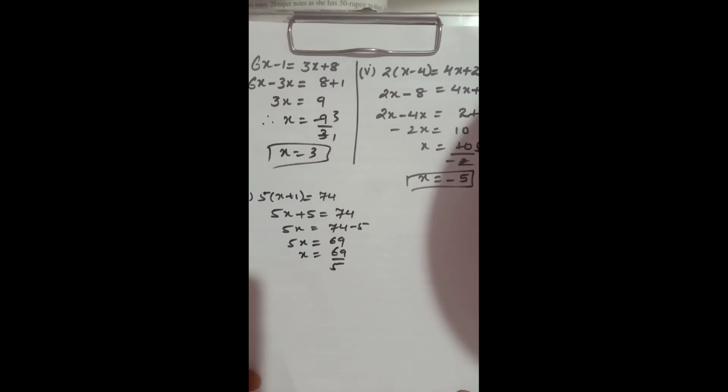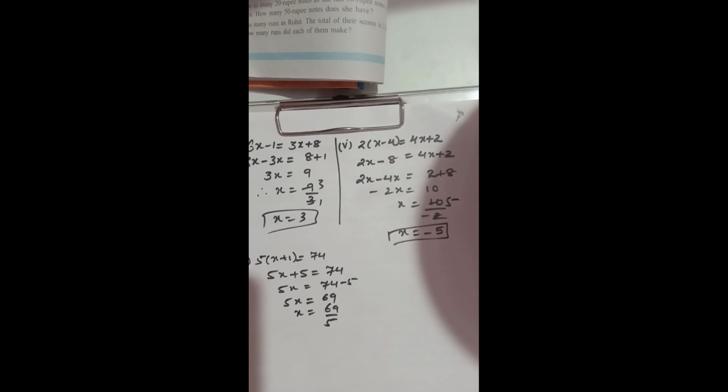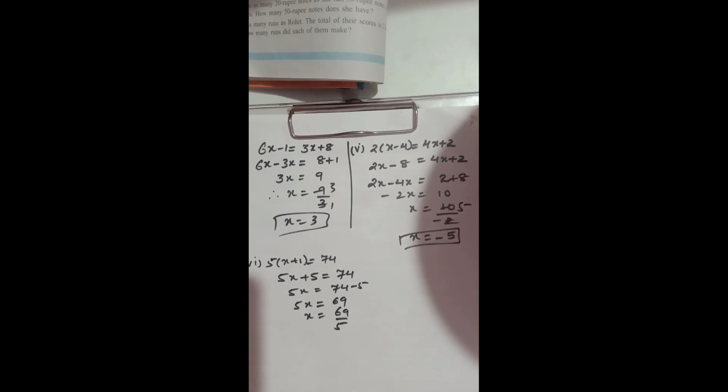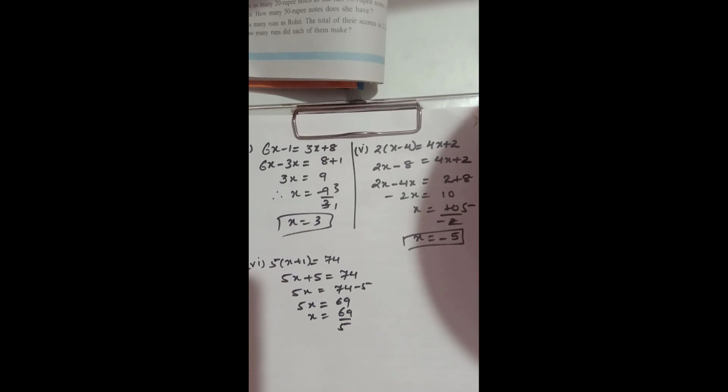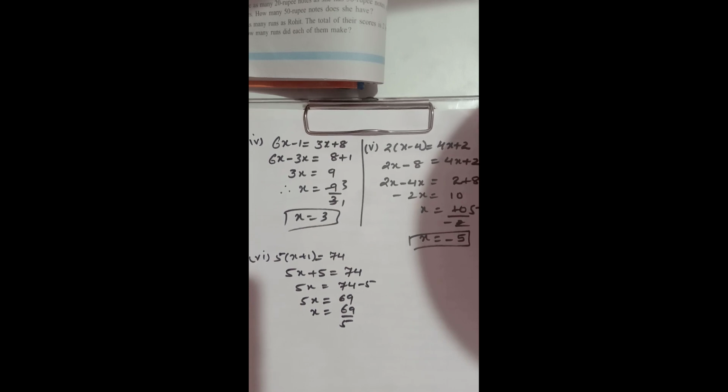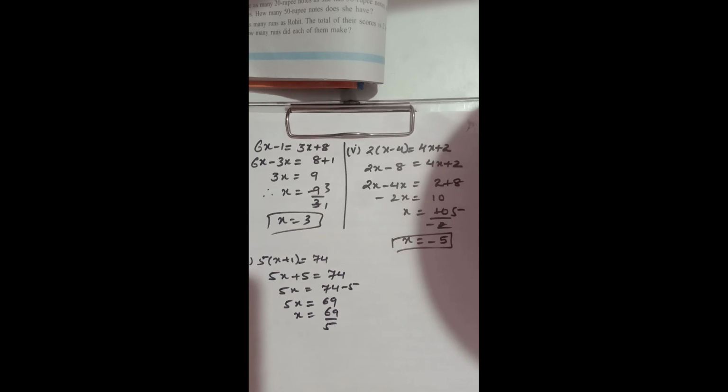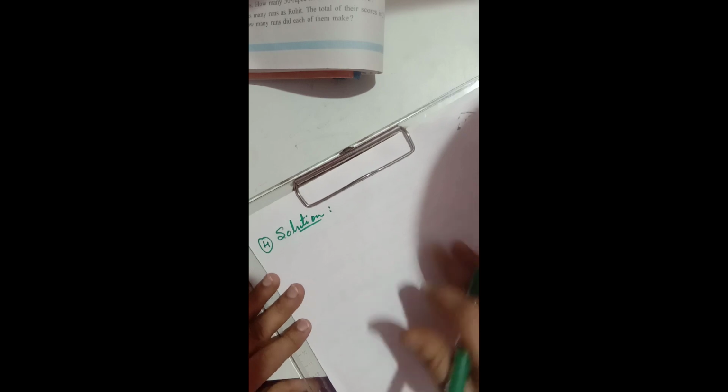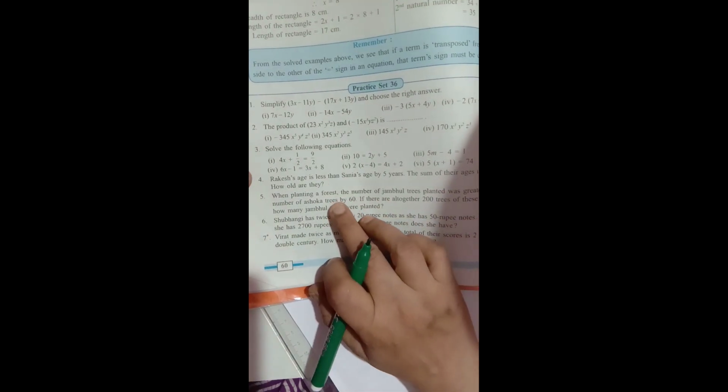Now next, question number 4 is a word problem based on this equation. Here you have to first read the word problem. Using those words you have to frame the equation, and then you have to solve the equation. So let us read the first question, that is question number 4. Okay children, let us read the first question.